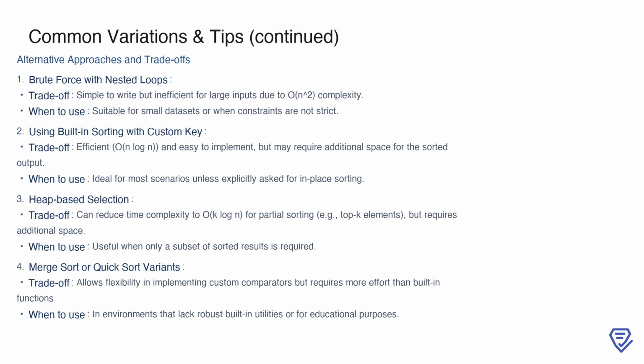Using built-in sorting with a custom key is a more efficient option, offering O(n log n) complexity and ease of implementation. However, it may require additional space for the sorted output, so it's ideal in scenarios where in-place sorting is not explicitly required. If you're only interested in a subset of the sorted results, such as the top K elements, a heap-based selection approach can reduce the time complexity to O(k log n), though it does require extra space.